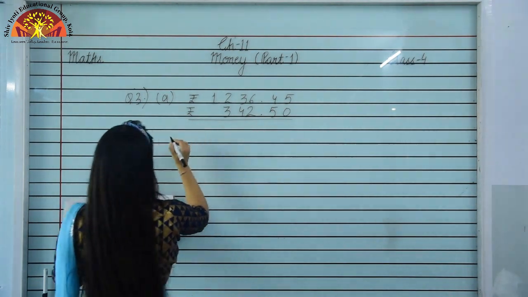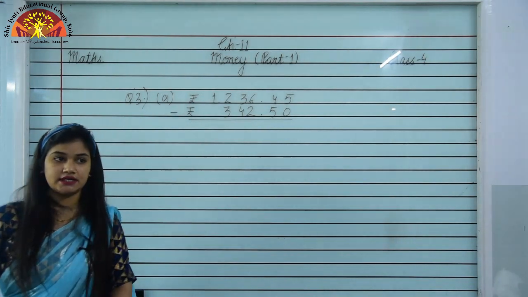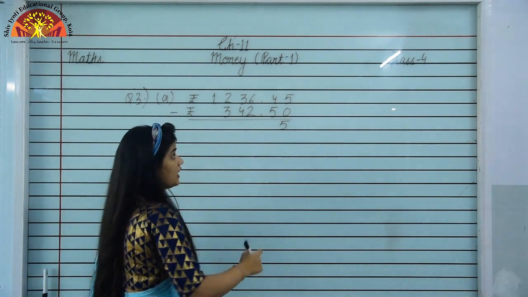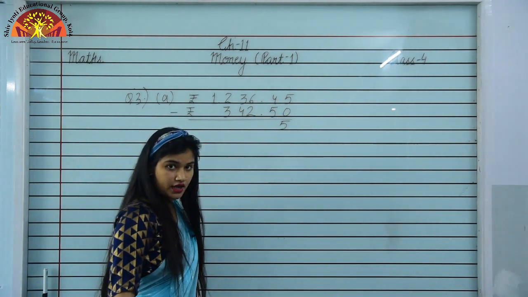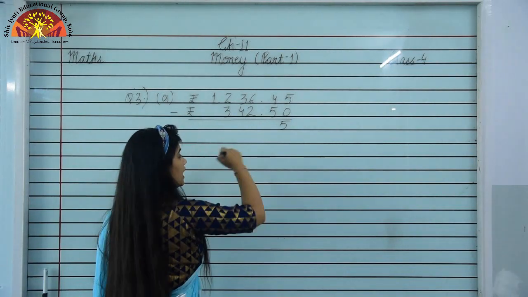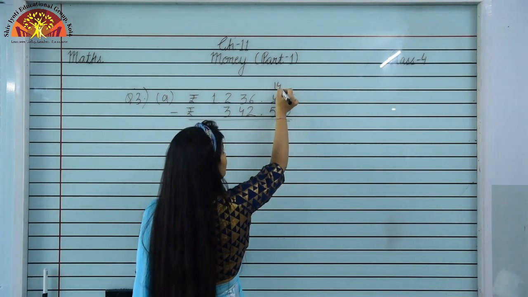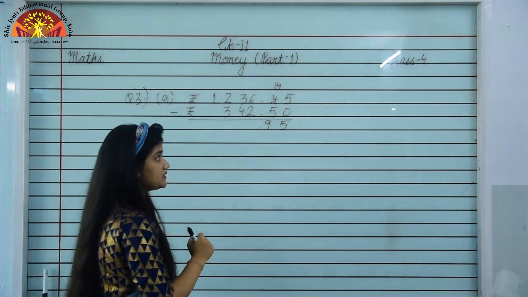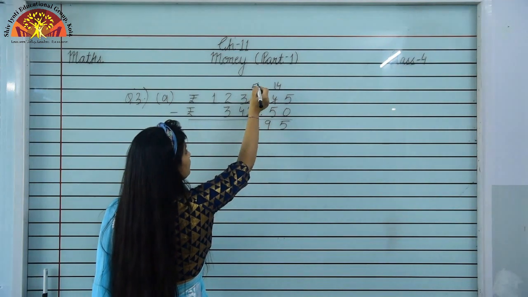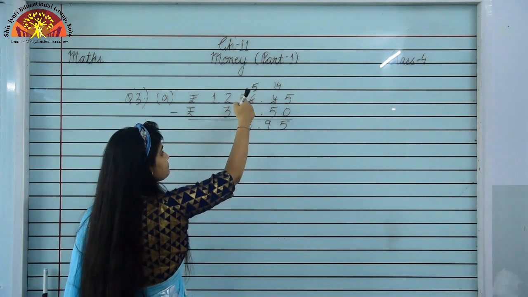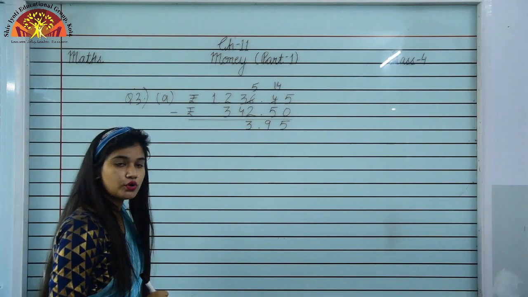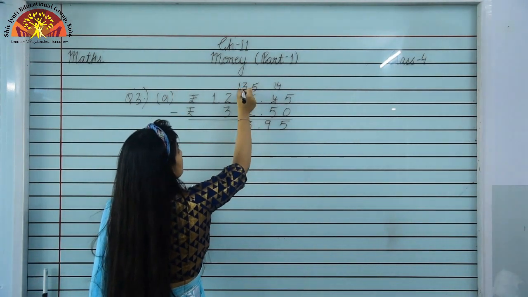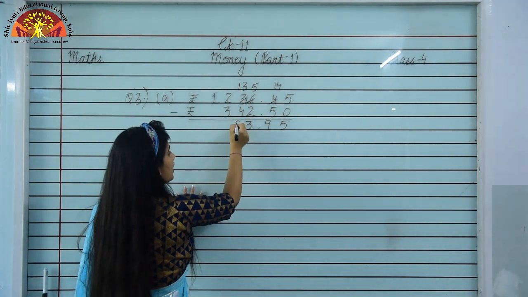Now we have to subtract these numbers. So now 5 minus 0 will be 5, and 4 is smaller than 5, so we are not able to subtract that. So we have to borrow 1, and it will be 14. Now 14 minus 5 will be 9, decimal as it is, and it will become 5. 5 minus 2, 3. Now again 3 minus 4 is not possible, so we have to borrow 1, and it will be 13, and 13 minus 4 will be 9.